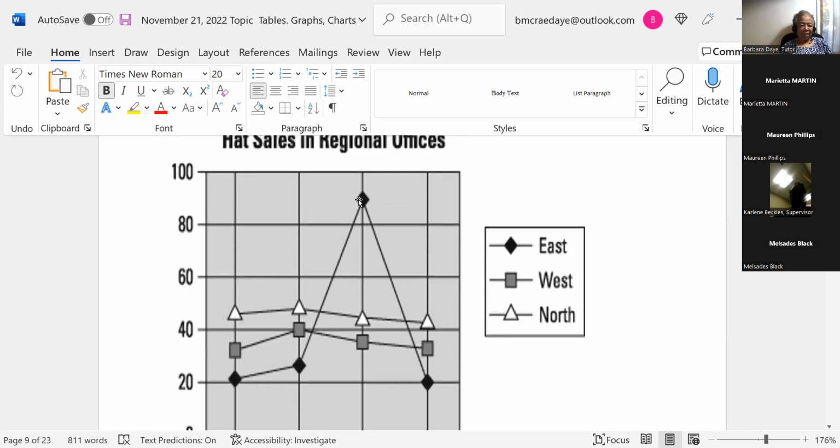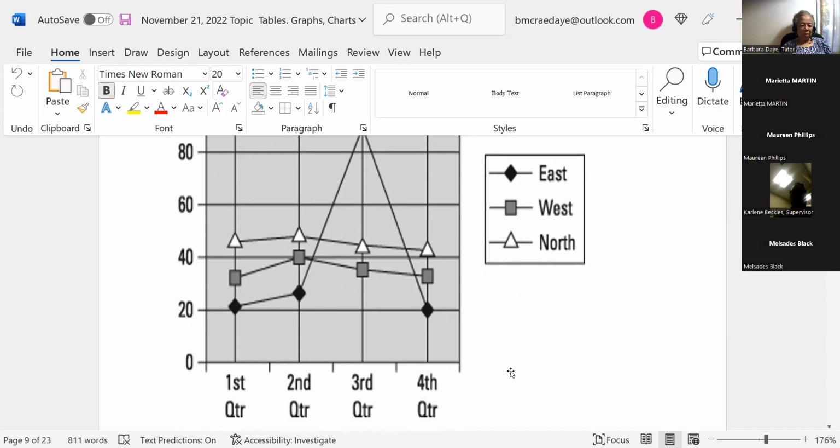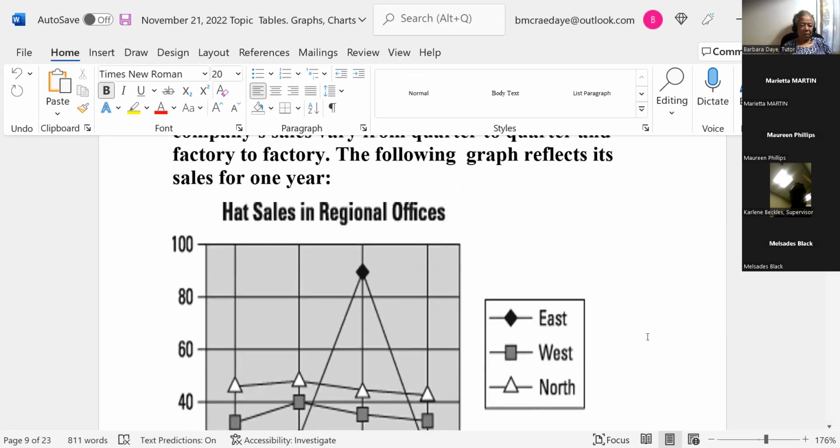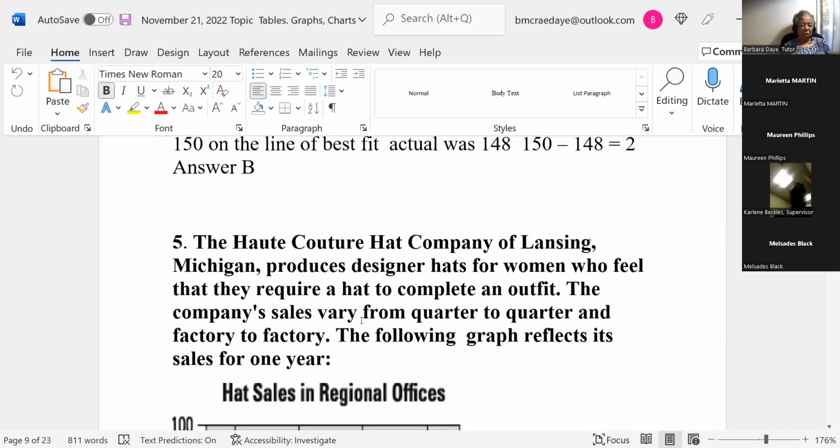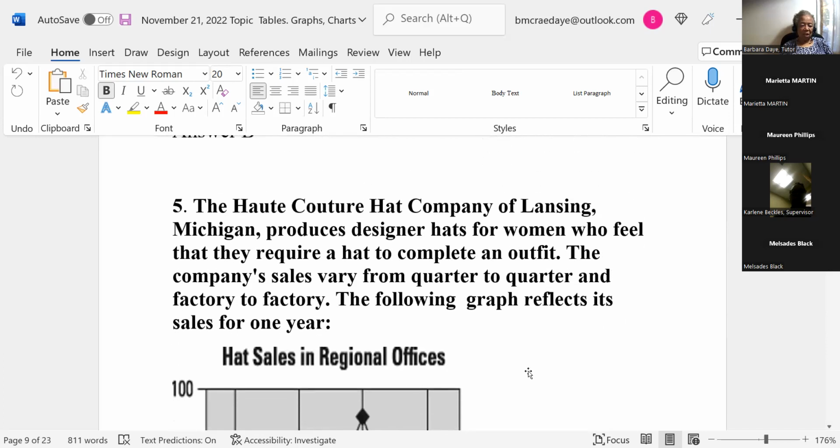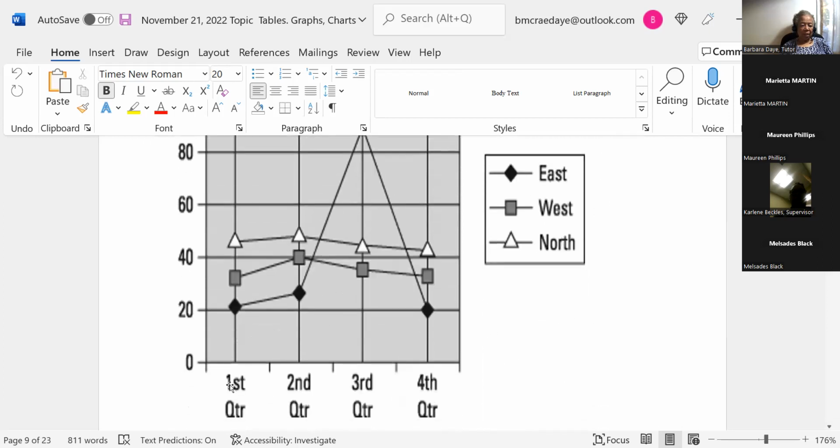See, these are the diamond shapes, and you have 4 points on each, because you have the first quarter, second quarter, third quarter, fourth quarter. And what is it showing? It's showing the hat sales in the region offices. So in the first quarter, the hat sales was this value in the west, this value in the north, and this value in the east.